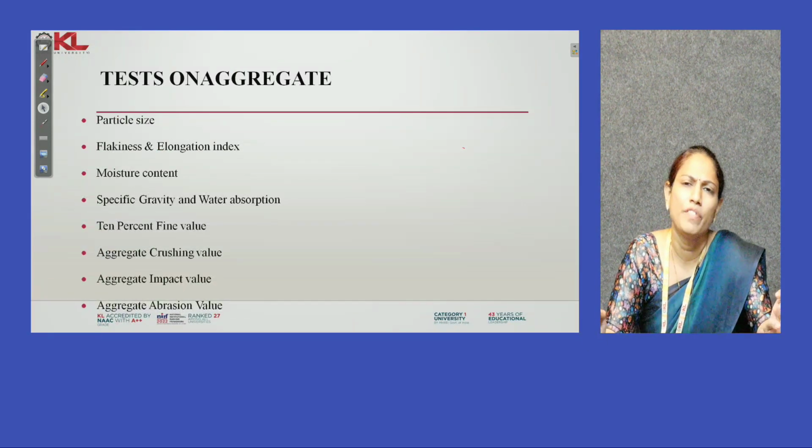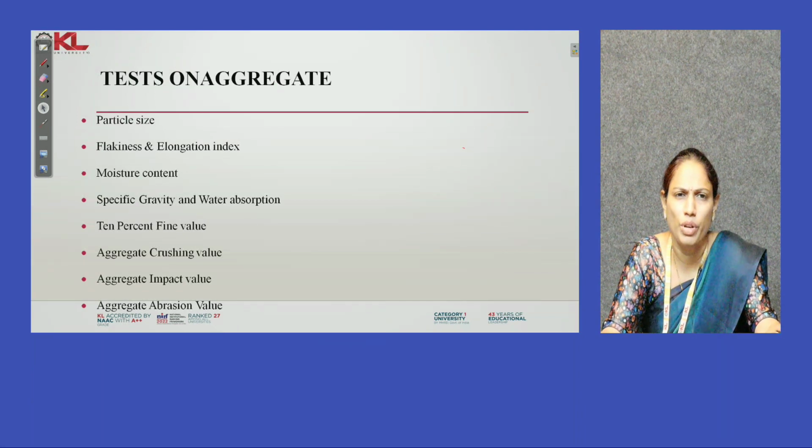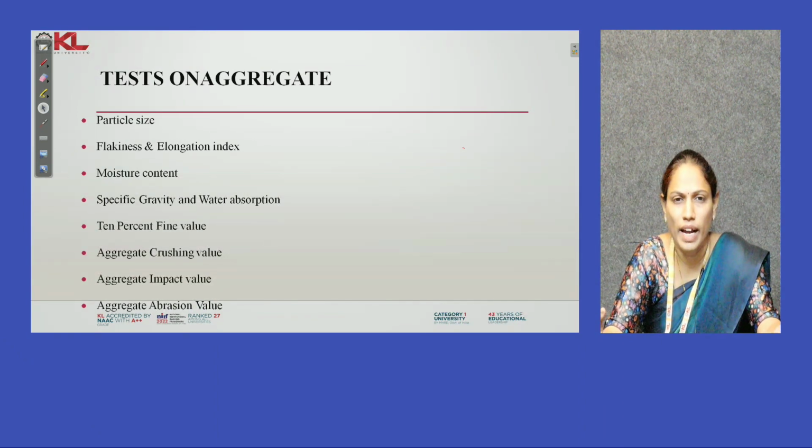In this session we are going to learn about tests on aggregate. In the previous class we have seen the types of aggregates, how they are formed, and what the ideal aggregates that should be used in concrete are. Now we are focusing on which type of test. In the last class we already dealt with the tests and the components that should be met by the aggregates when we are using them for concrete.